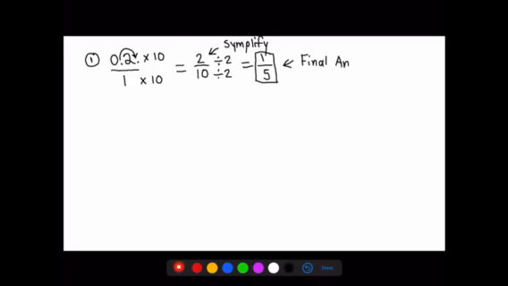And make sure to simplify after every answer, even if you're not told to, because that's the final answer. Or there's still some parts left.